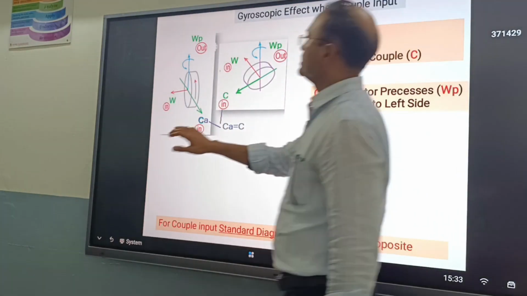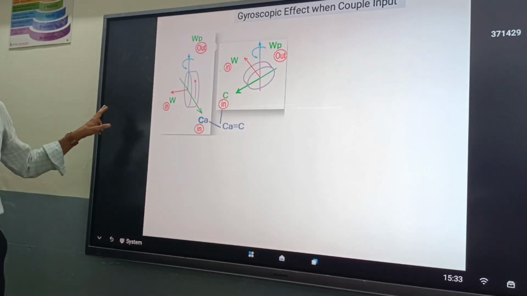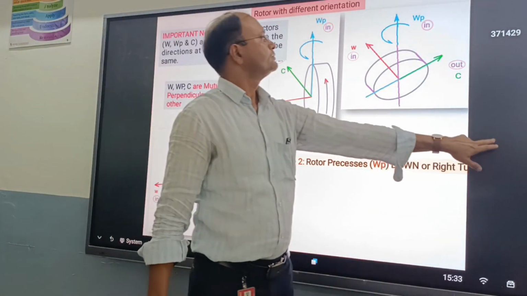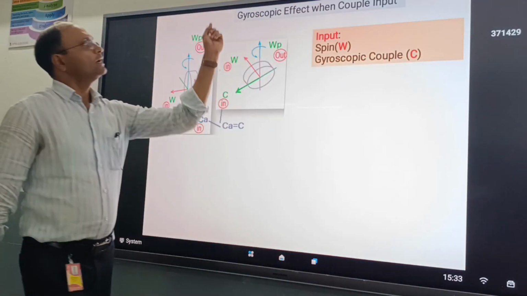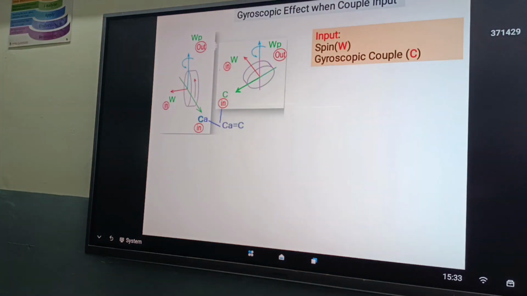Now what is the gyroscopic effect when couple is the input? Let us understand this now. For B1 batch we perform this experiment today. Gyroscopic effect with couple input. Now in this case couple is the input. What will happen? Let us see.